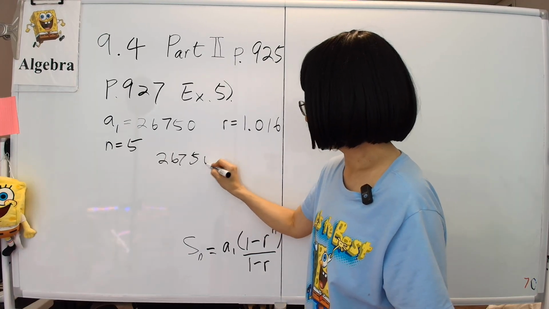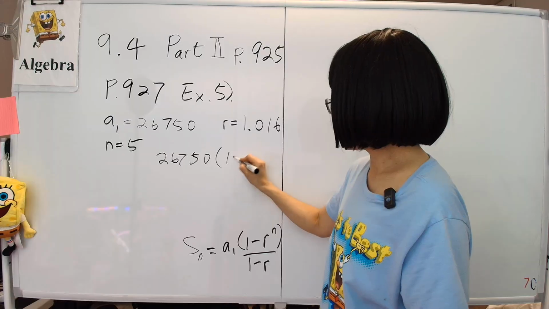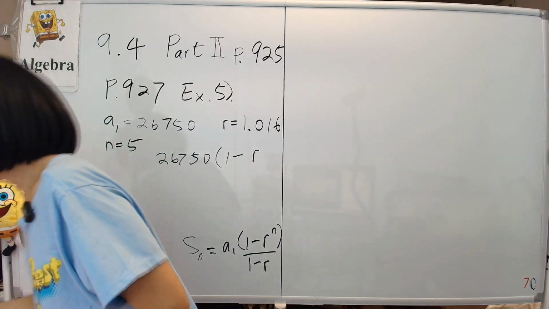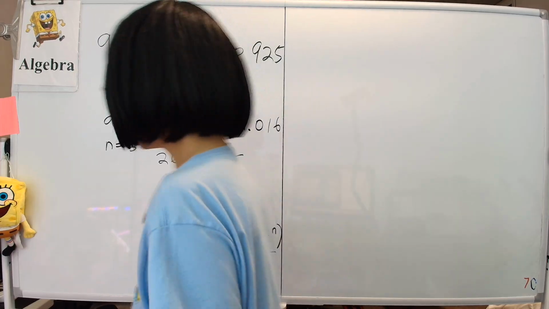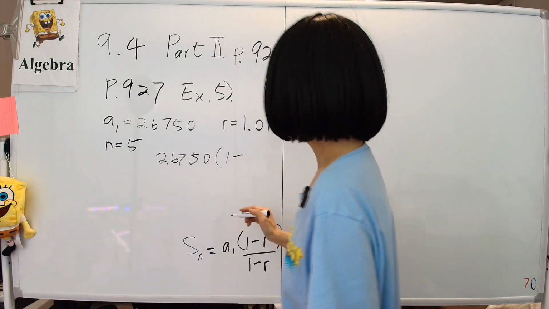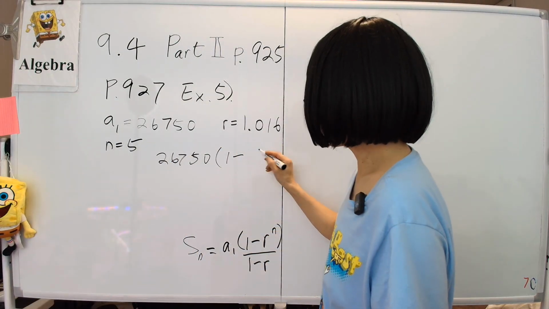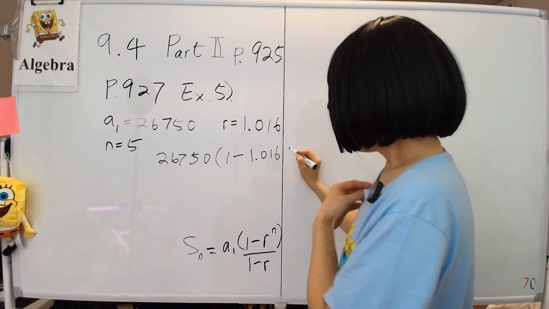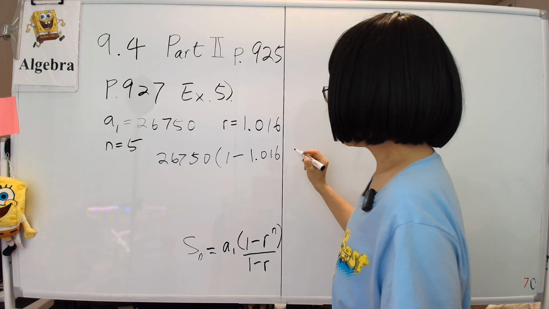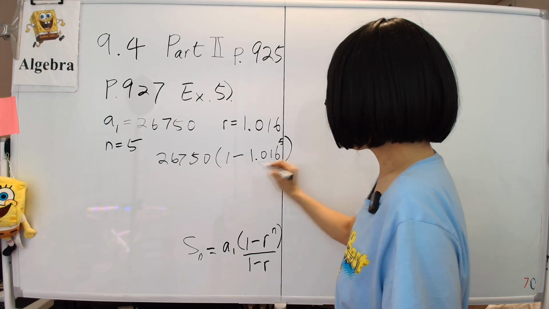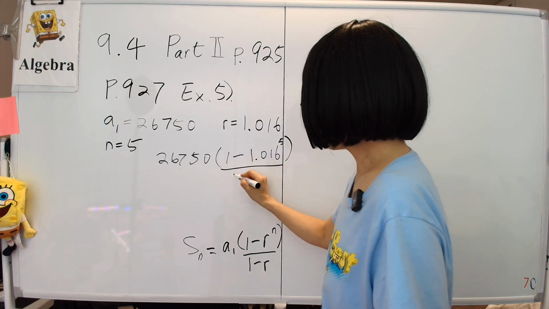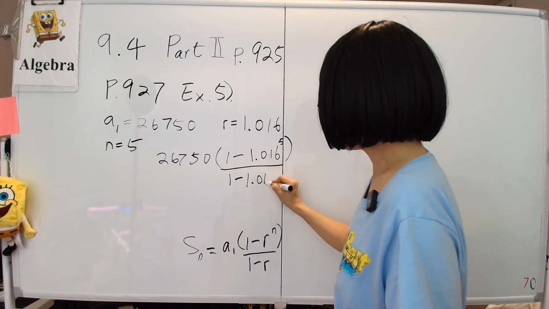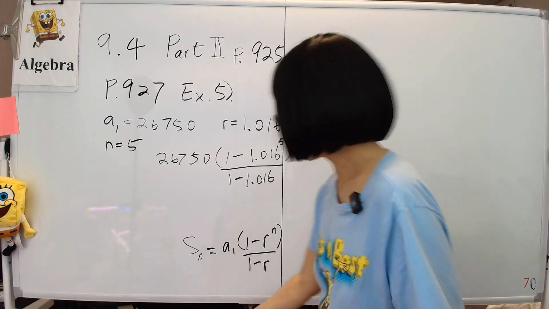So A1 is the 26,750 number times 1 minus R to the power, sorry, I should not write down R, let's get rid of the R and put in this number, 1.016, to the power 5, divided by 1 minus 1.016. All right.